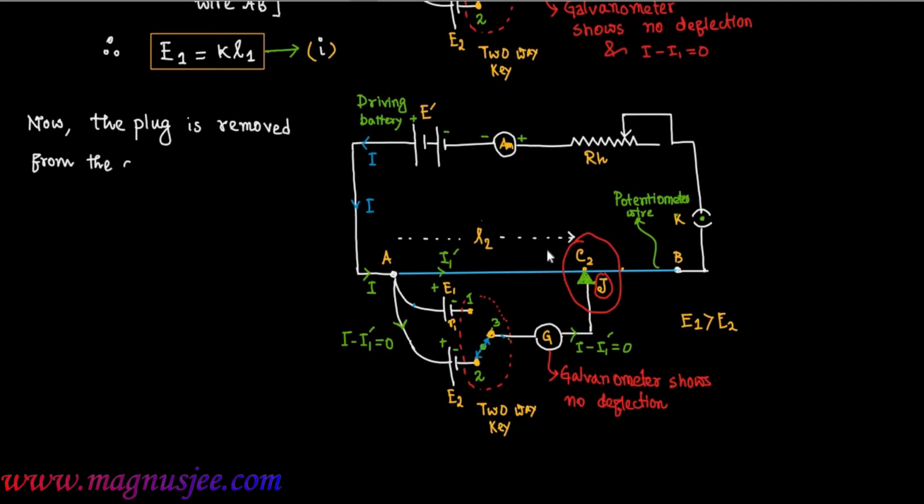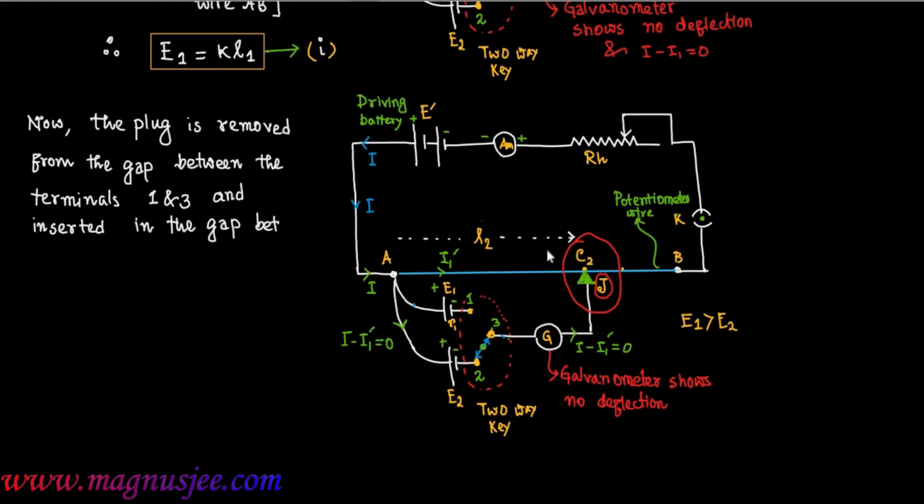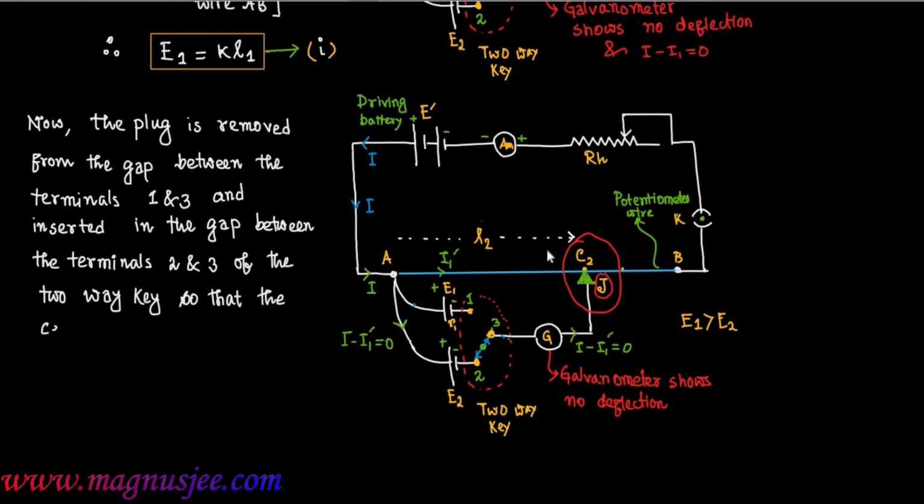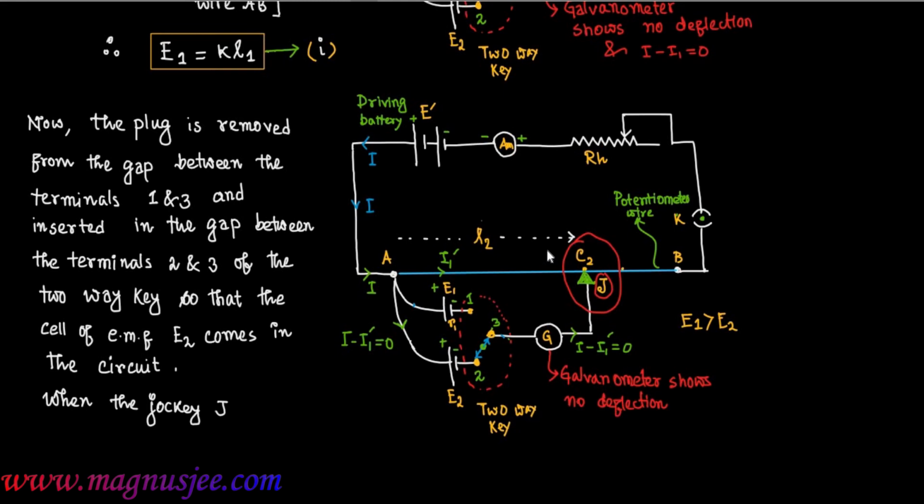Now the plug is removed from the gap between the terminals 1 and 3 and inserted in the gap between the terminals 2 and 3 of the two-way key, so that the cell of EMF E2 comes in the circuit.